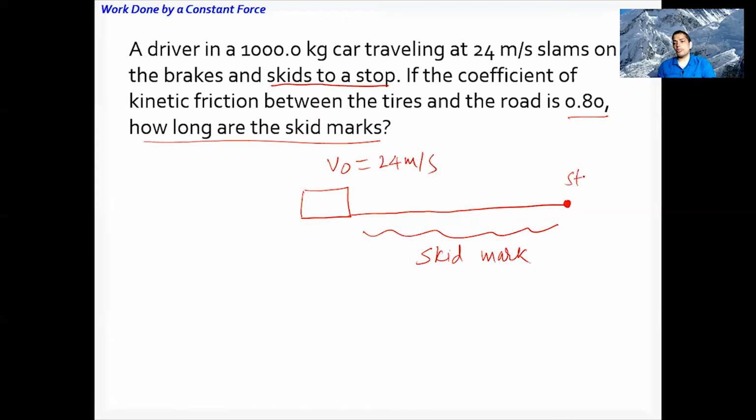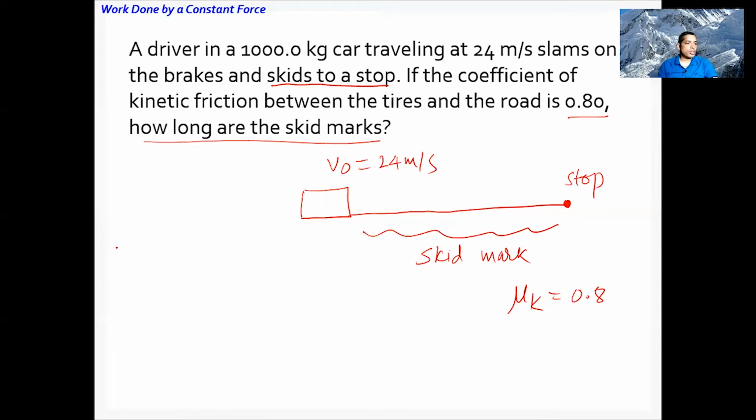So this is the stop. This is where your car stops. Now, if the coefficient of kinetic friction between the tires and the road, mu k, is 0.8, how long are the skid marks? What is the distance traveled by the car before it stops? That's the length of the skid mark.